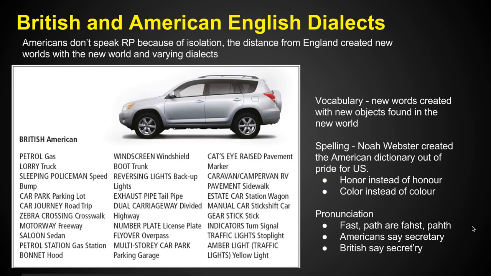British and American dialects of English. Americans don't speak RP because of isolation. We're not the same, specifically recognized English traditionally from London, because of distance and isolation. We actually created our own new version of English because with the new world came new words and new varying dialects. The vocabulary was different because we had new words that were created for new objects found in the new world here in North America.